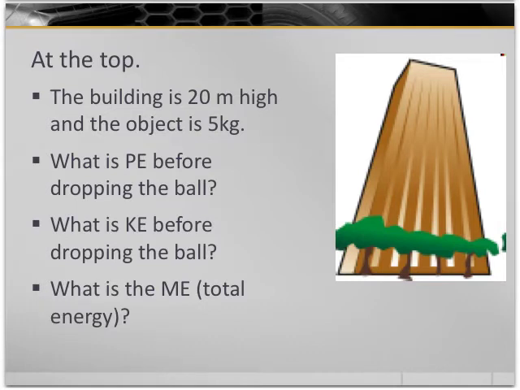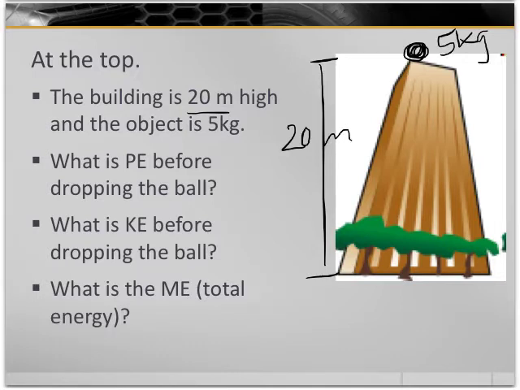So here we have a building, and it tells us our building is 20 meters tall. Okay, and there's an object on the top of this building, and it's a 5 kilogram object. All right, so we're going to apply this to some information and utilize conservation of energy to figure all of these pieces out. First question is potential energy before dropping the ball.